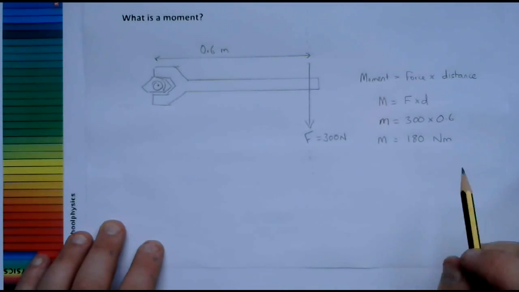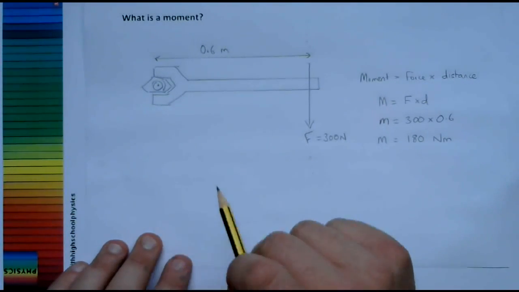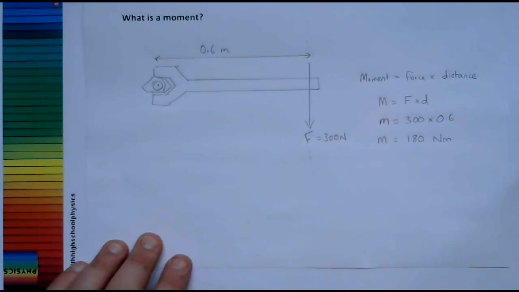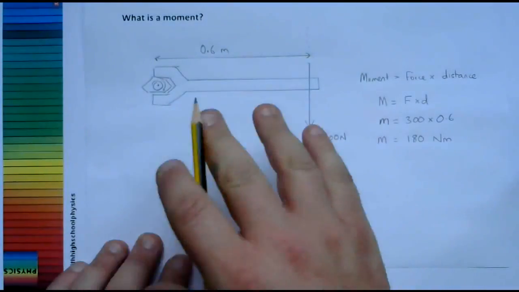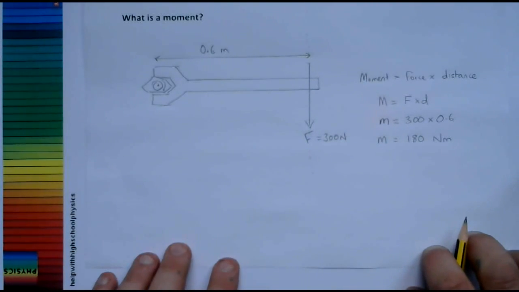When we talk about moments, for my GCSE group, we're restricted to talking about clockwise and anti-clockwise moments for simple systems like this, and you need to use that terminology: clockwise moment, anti-clockwise moment. Okay, so that's what moments are.